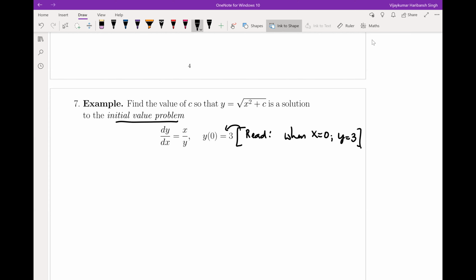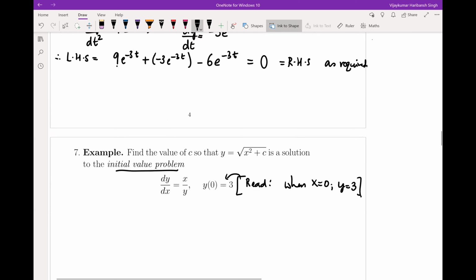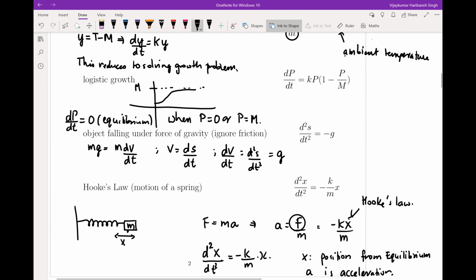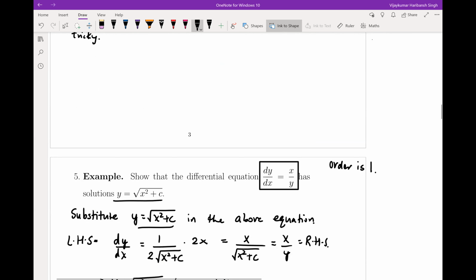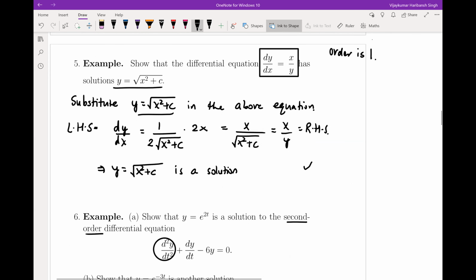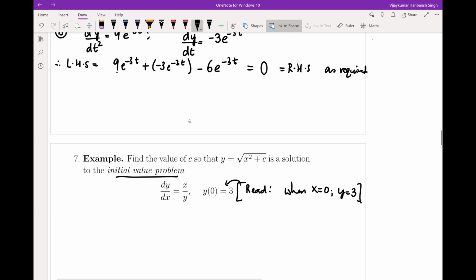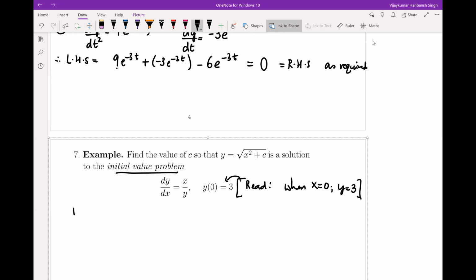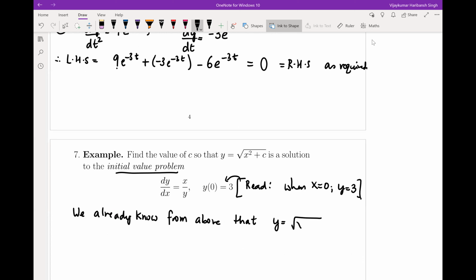So let's solve this differential equation. We have already seen from part 1 that this is a solution. So we already know from above that y equals square root of x squared plus c is a solution.